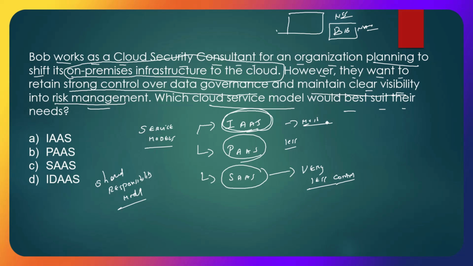Most control. We will start from the, it's saying IDaaS, which stands for Identity as a Service. The question is talking about on-prem infra to the cloud. They're talking about data governance, risk management. So this is wrong. In SaaS, we don't have that much control. In PaaS, we don't have that much control. The right answer is A for alpha, which is infrastructure as a service.